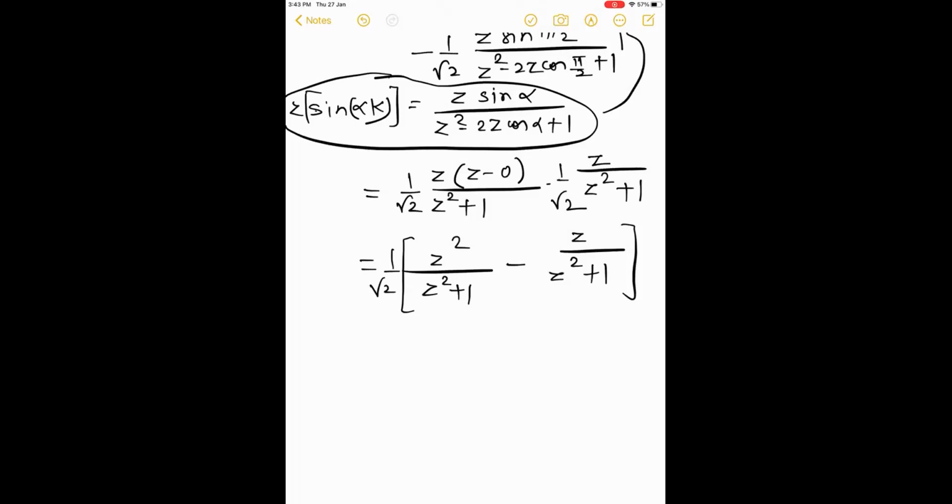Z into, so Z square upon Z square plus 1 minus Z upon Z square plus 1 is the final answer for the Z transform. This is it.